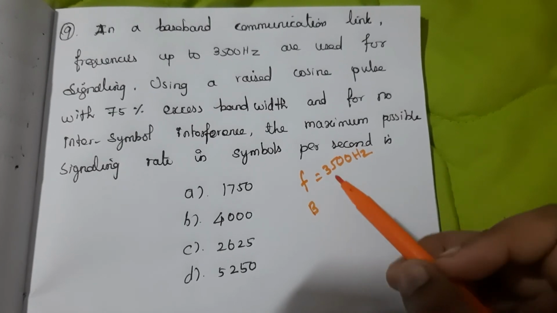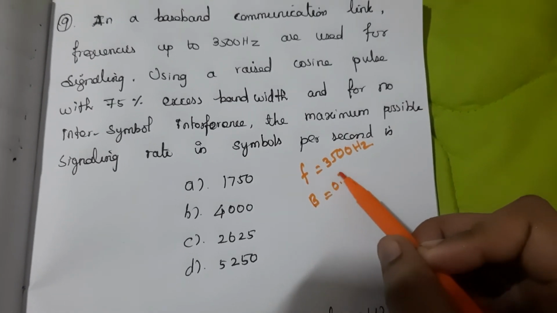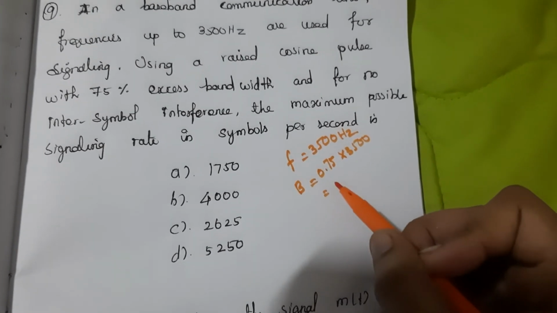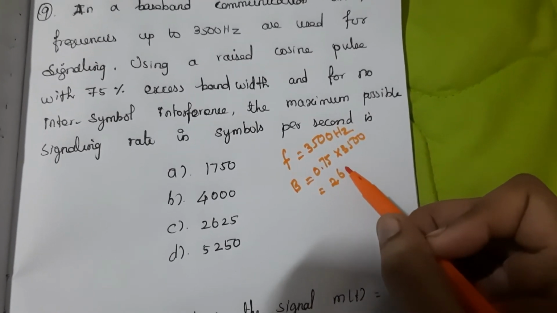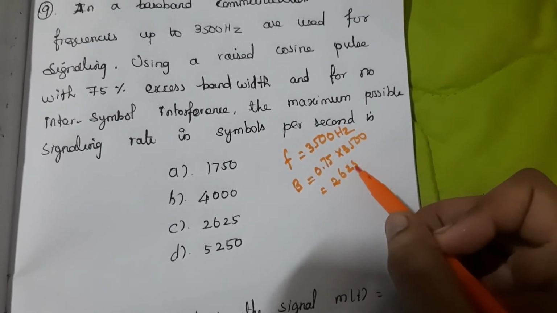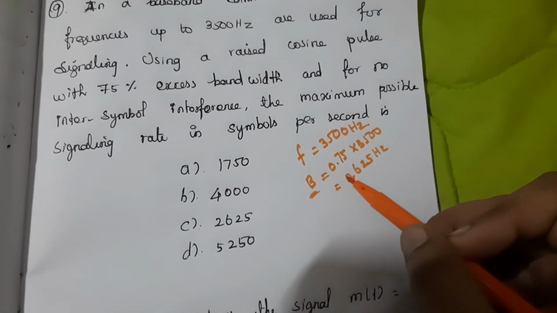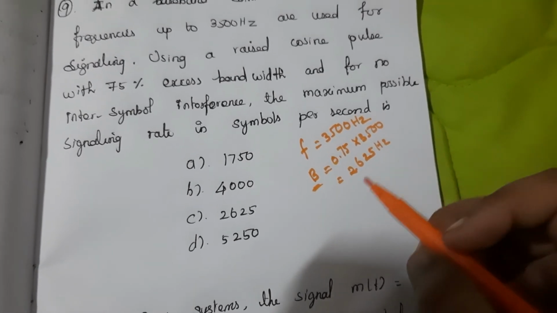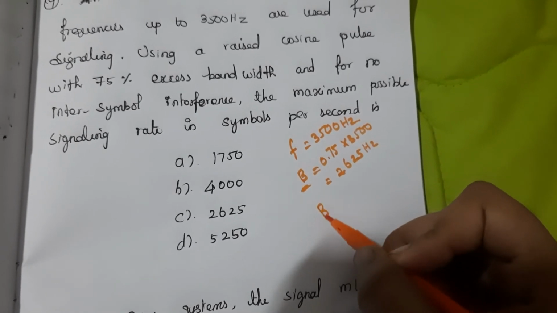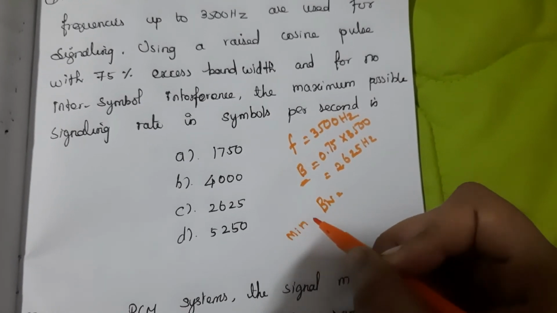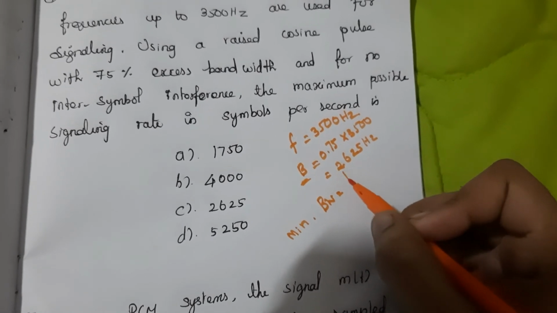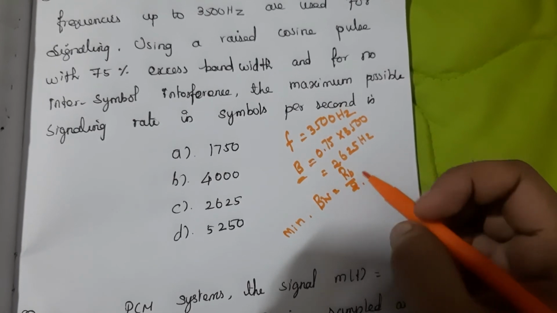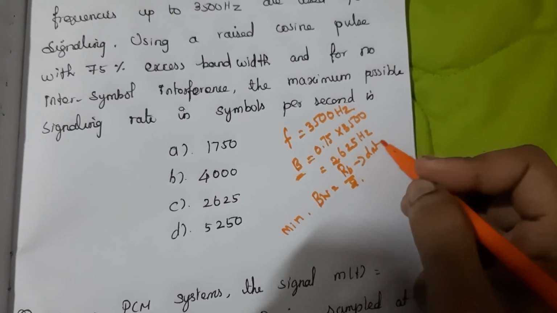So the bandwidth is now increased by 75%, that is equal to 0.75 into 3500. We will get 2625 Hz, and this is the excess bandwidth. So now we get 2625 Hz as the excess bandwidth, and the minimum bandwidth required is RB divided by 2. Here RB is the data rate.